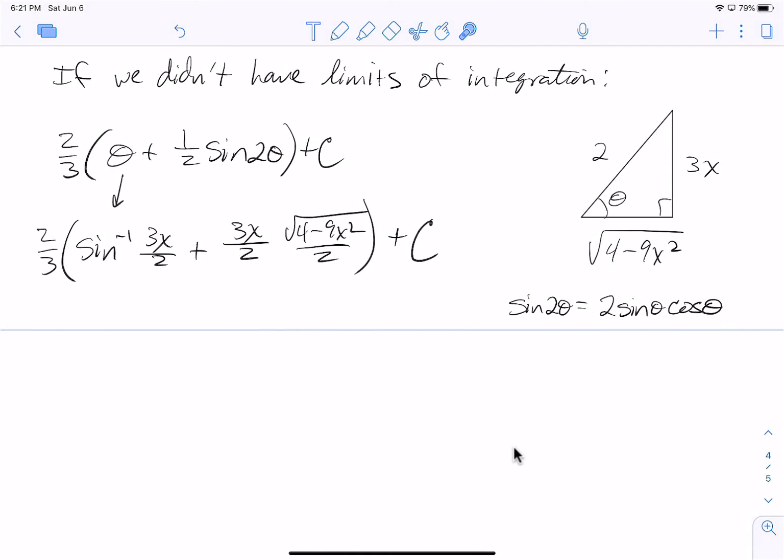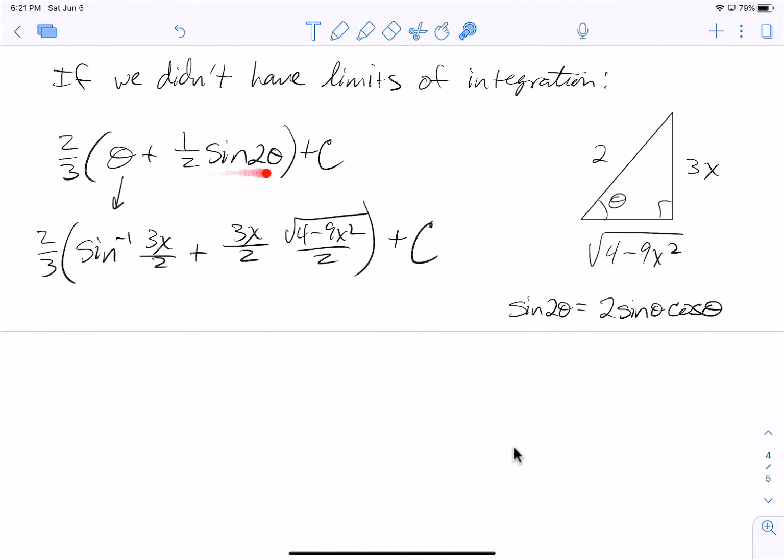You might simplify it by distributing the 2/3 if you wanted to. We would certainly combine 3x over 2 and the square root of 4 minus 9x squared over 2 into one fraction. My point here is, if my answer is in terms of theta and I need it to be in terms of x, I'm going to go back to the triangle.